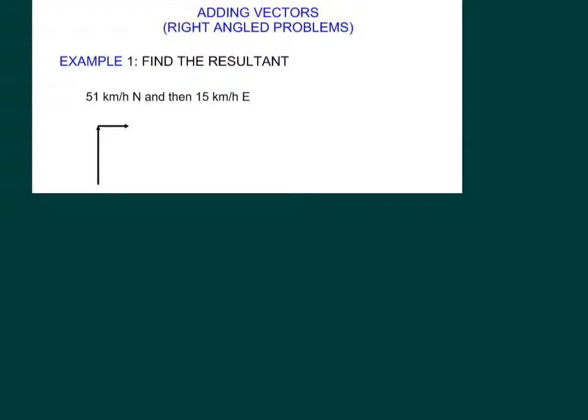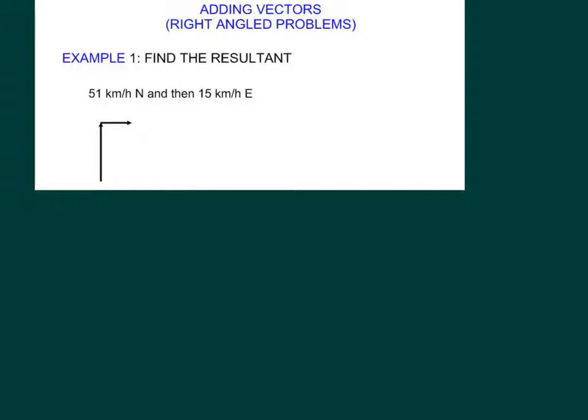To find the resultant of these two vectors, we first need to redraw the vectors so that they are lined up. We're going to line them up tail to tail. And this is going to give us a 90-degree angle because we know that one of the directions is due north and one is due east, and those two directions are 90 degrees from each other.